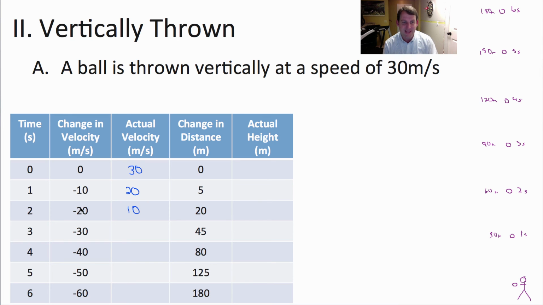Because remember, if we didn't accelerate, we'd be going 30 the entire time. That means that this one is 20 less than what we'd normally be. Now on this one, we'd be 30 less than 30 meters per second. And that means we'd be at 0 meters per second. And then 40 less would be negative 10, negative 20, negative 30. Notice for velocity, the same pattern happens. We're going in the negative velocity direction. So we're moving towards negative velocities. We're decreasing our velocity by 10 and then increasing in the negative direction.